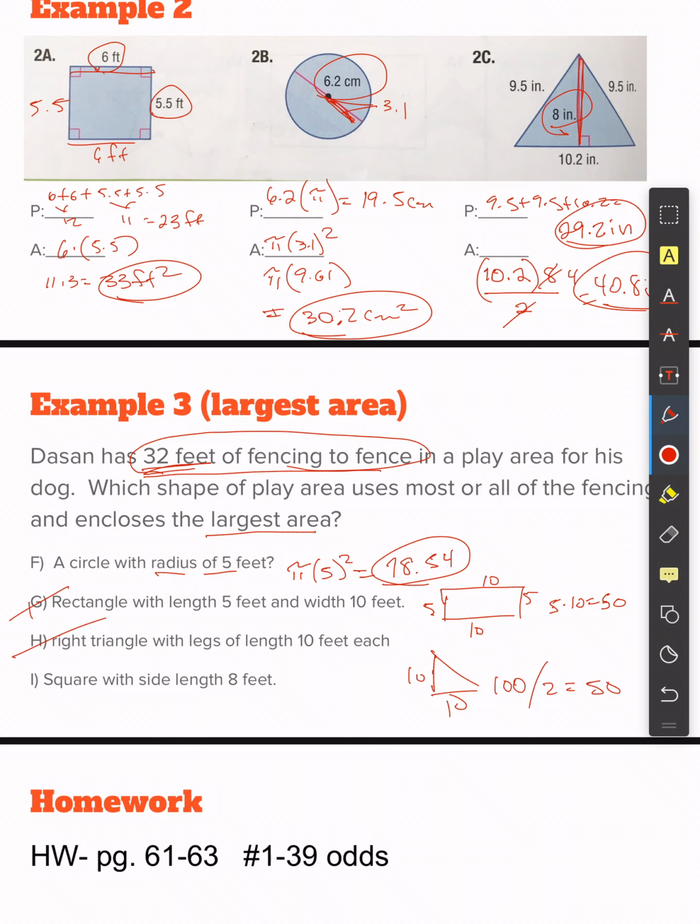A square with side length of 8 feet. So this would be an 8, 8, 8, 8. Distance around is 8, 16, 24, 32. Okay, if I multiply 8 times 8, I get 64. Okay, so the one with the biggest area is going to be this guy right here. And we're good to go.